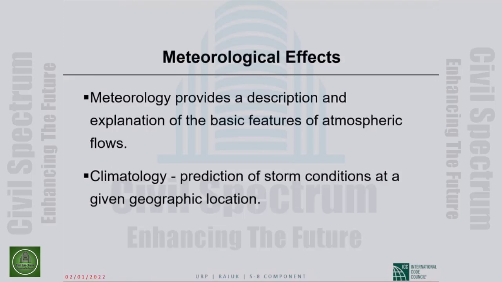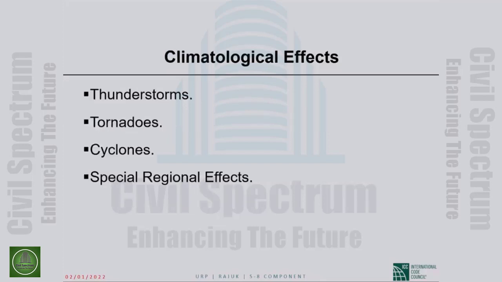Meteorology, I think we are all familiar with the word. Meteorology provides a description and explanation of the basic features of atmospheric flows. A discipline within meteorology called climatology deals with the prediction of storm conditions at a given geographic location. So when we see the word climatology, it has to do with the prediction of storm conditions at a given location.